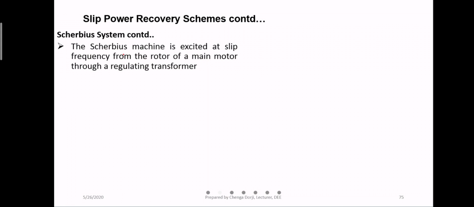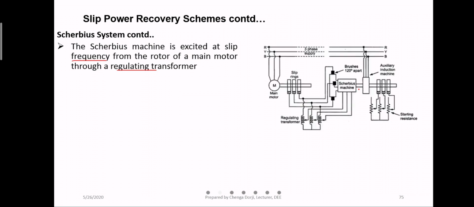Then another point: the Scherbius machine is excited at slip frequency, that means at rotor frequency, and the main motor is regulated through a regulating transformer. So here it is excited at f_r, the rotor frequency, and then regulated through this regulating transformer.